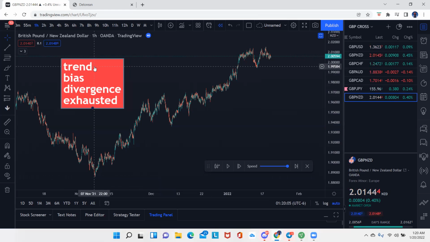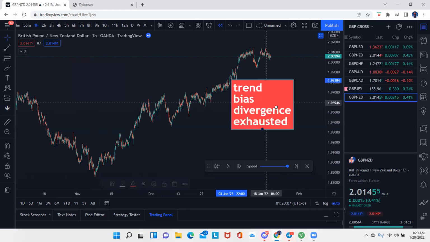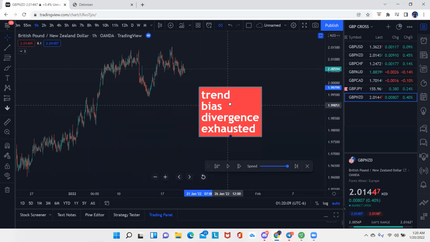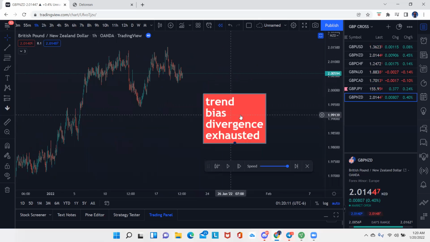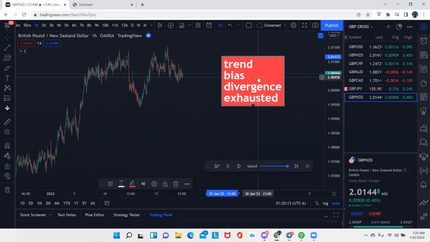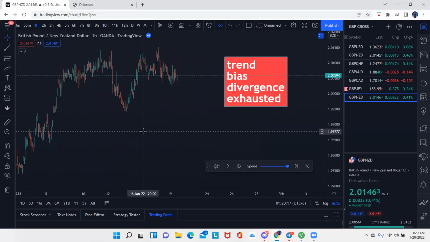So obviously for the trend, we know that it is an uptrend. That's pretty straightforward. The bias, since we already know that we lost the trade, obviously was a short or a sell. So we were looking for shorting opportunities or we were looking for sells, okay?